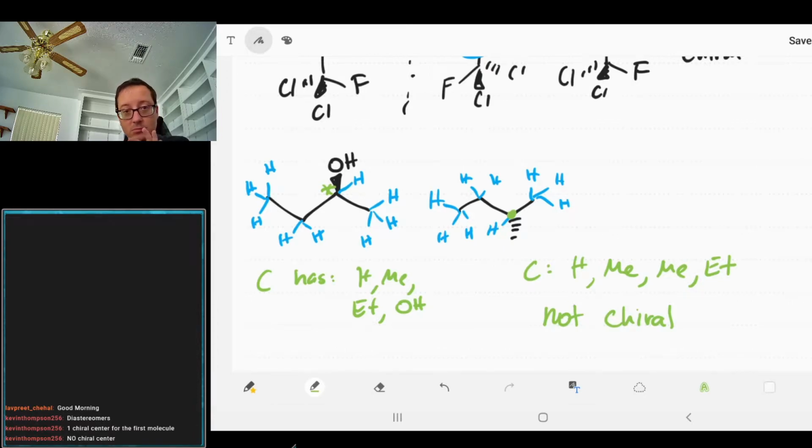So anytime you see a wedge or dash, it doesn't necessarily mean it's chiral. So I could trick you. But it's for your own good, right? It's very important that when you're looking at things, don't just immediately assume, oh, well, there's a wedge and a dash, it must be a chiral center. Not necessarily. Not necessarily.